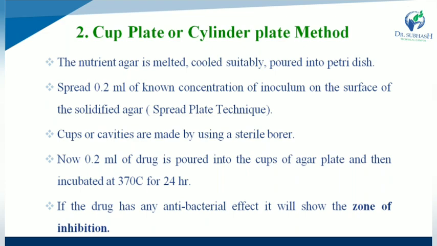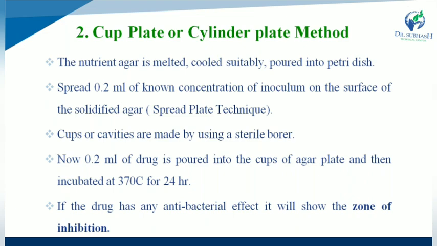So what is the cup plate or cylinder plate method? In this method, according to the name, cups are formed in the plate. How does it occur? First of all, the nutrient agar is melted properly. After melting, cool the nutrient agar suitably, and after cooling, pour it into the petri dish. After pouring the nutrient agar into the petri dish, spread 0.2 ml of a known concentration of inoculum on the surface of the solidified agar, which is also called the spread plate technique.